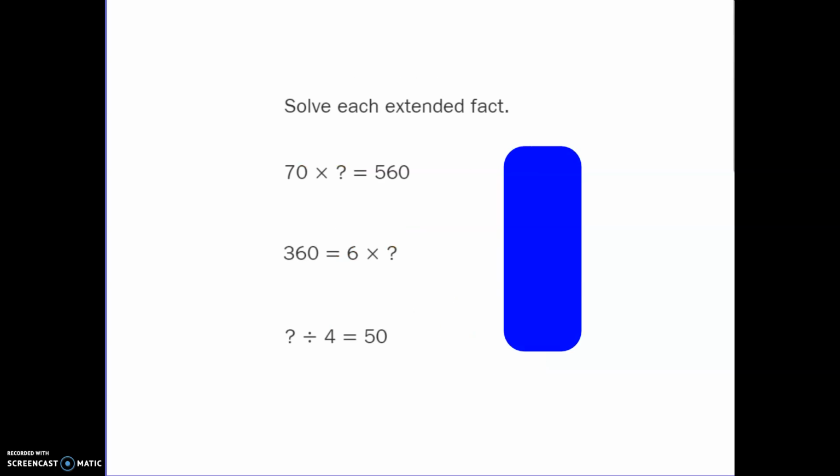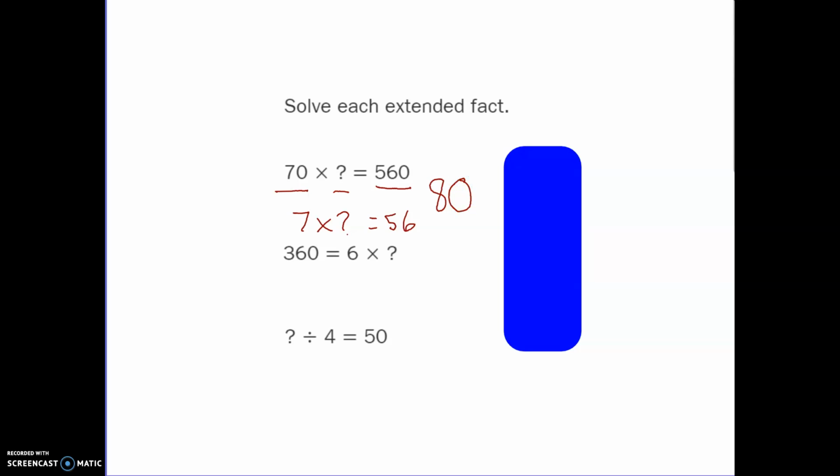Try this one. Pause the video while you work on it and then come back. Okay, so for this one, 70 times what equals 560? I could think of this as 7 times what equals 56. And I know that 7 times 8 equals 56. But it can't just be 8 because I want it to be 560, so it has to be 80.